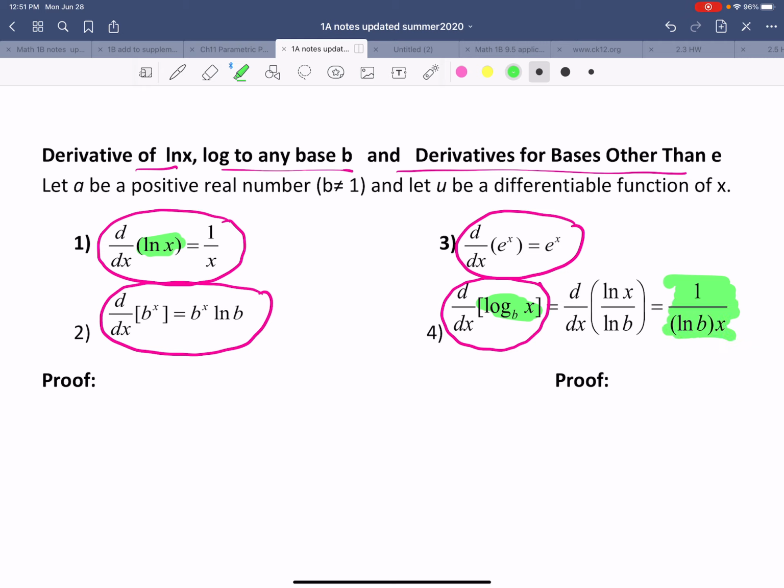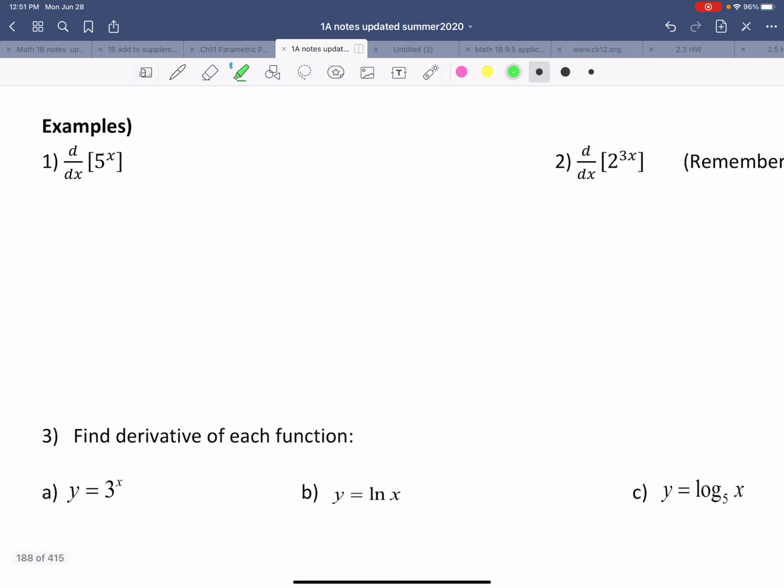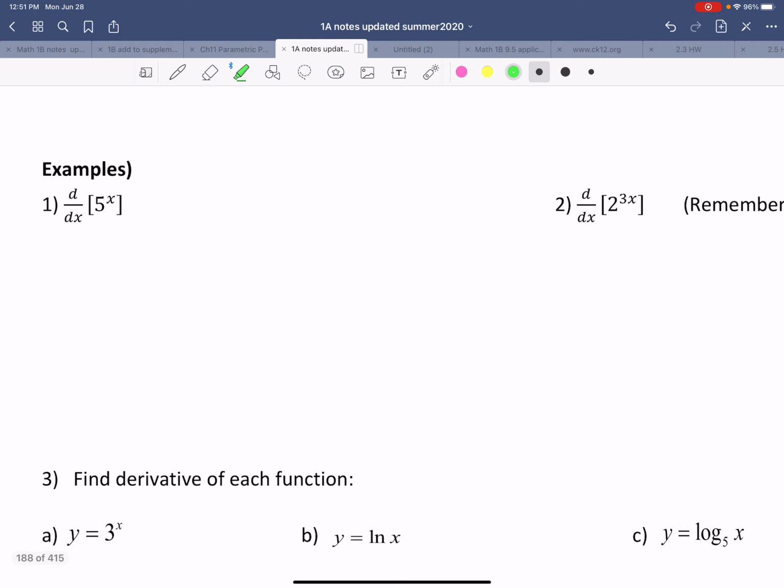Then it's going to be 1 over x times 1 over natural log of b. Okay, I'm going to be making another video of the proof, so I'm going to get to the examples now here. Derivative of 5 to the power x. How would we find derivative of 5 to the power x?